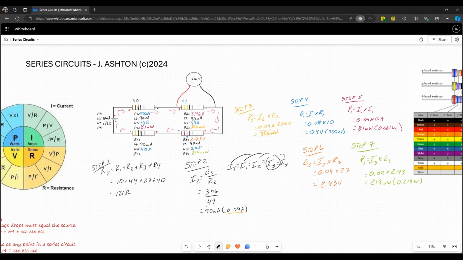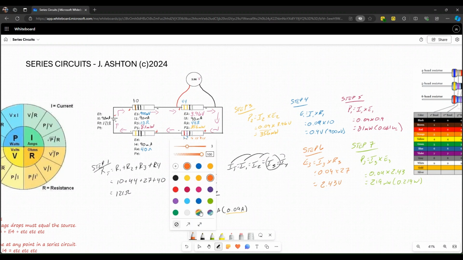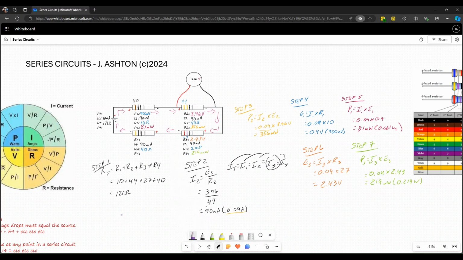All right, E4. Actually, I'm going to show you something. I'm going to skip E4 and go to ET. Let's finish off ET here. Purple, I haven't done purple, I don't think. So let's go down to step 8. Okay, let's find ET.